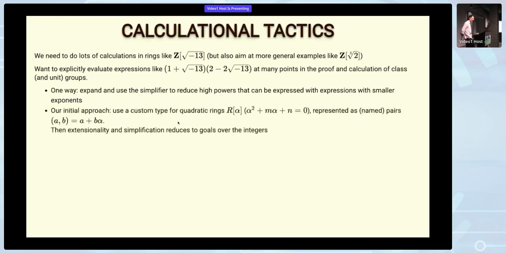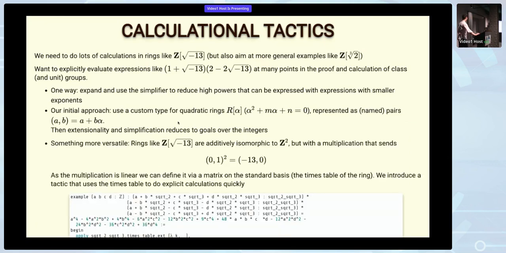You could set up a specialized ring or specialized type just for whatever you're doing, and then try and use extensionality and reduce the goals to statements about the integers. This is what we did initially. But what we found was we wanted something more versatile. We didn't need to make a new type, and we didn't need to rely on the simplifier being fast. So we introduced this tactic we called times table tac, which is basically for rings like this. They have a finite basis, and in terms of that basis, the multiplication operation is just given by some matrix. So we introduced a tactic where you teach it the multiplication table for a ring, and then it uses that multiplication table to do calculations.